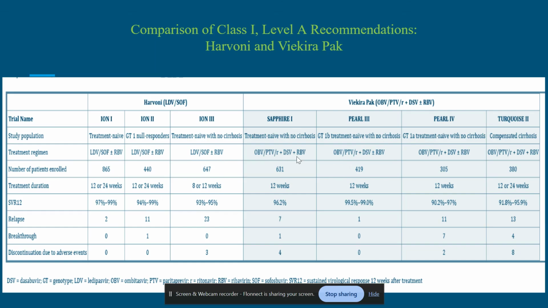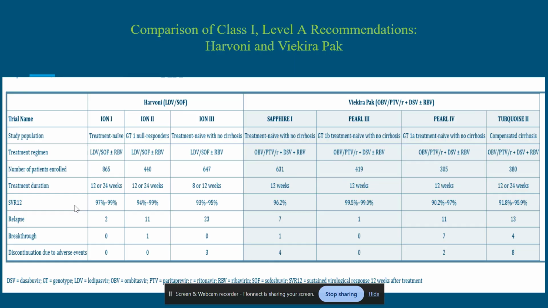So they had different treatment options for these patients. In ION-1, ION-2, and ION-3, they gave Harvoni, and in these other groups, they gave Viekira Pak. Then it shows the number of enrolled patients, then treatment durations, and then the SVR rate, that is sustained virologic response, that was high for both of them, and the rates indicate very strong efficacy.